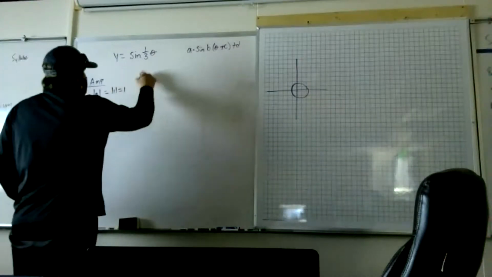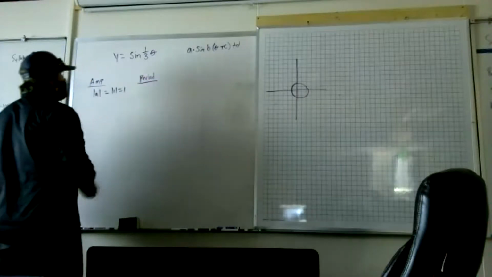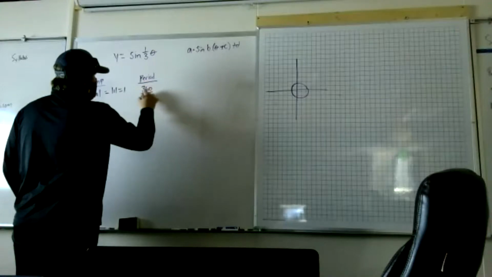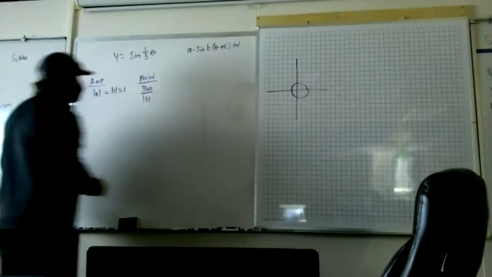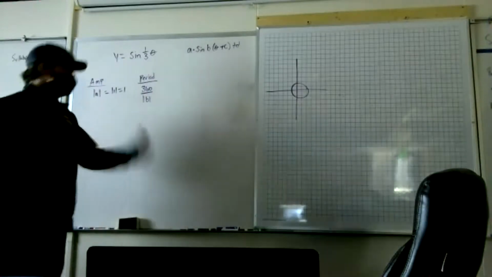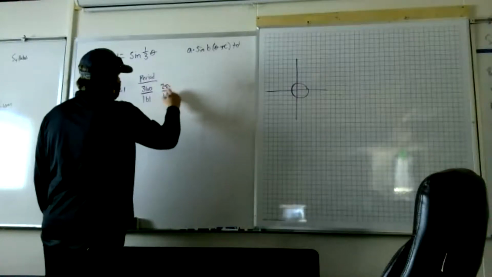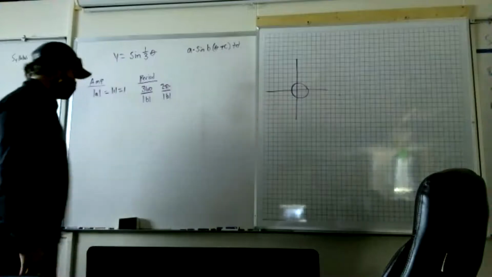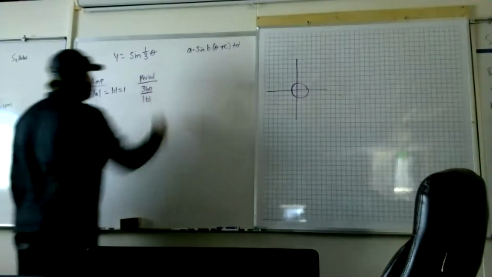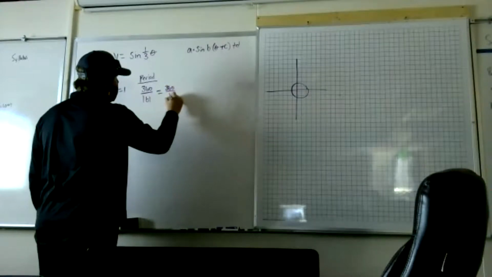Okay, the next thing we're going to talk about is the period. Okay, period is found by taking the general form, taking 360 divided by the absolute value of B. Okay, understand that this is in degrees. If it was in radians, the period would be found by taking 2 pi divided by the absolute value of B. Okay, both equations work. Here we have a value of 1/3 for B. So it's 360 divided by 1/3.